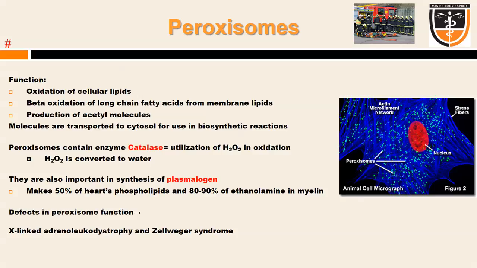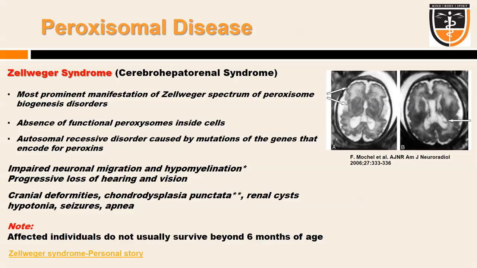A defect in peroxisome function will lead to X-linked adrenoleukodystrophy and Zellweger syndrome. So Dr. D is going to talk about Zellweger syndrome. Why? Because of the actress, okay? This is, again, a very rare condition, however common on boards. It's characterized by abnormal production of peroxisomes. So these individuals will develop something called cerebrohepatorenal syndrome.